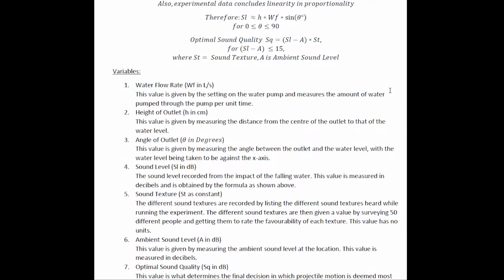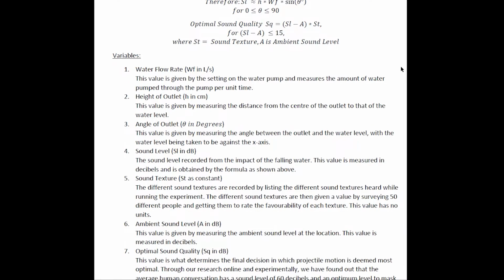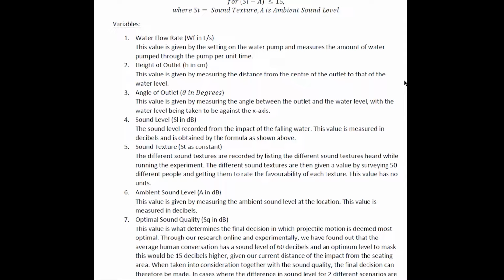So onto the variables. Firstly, as seen above, we have the water flow rate, which is given by WF. This value is given by the setting on the water pump, and it measures the amount of water pumped through the pump per unit time. In the case of our experiment, we have only two options of high flow rate and low flow rate. Next, we have the height of outlet H, which is given in centimeters. This value is given by measuring the distance from the center of the outlet to that of the water level. Next, we have the angle of outlet theta, which is given in degrees, and this value is given by measuring the angle between the outlet and the water level, with the water level being taken to be against the x-axis.